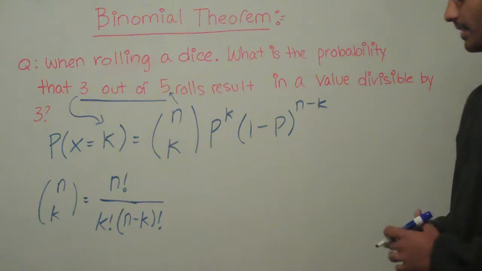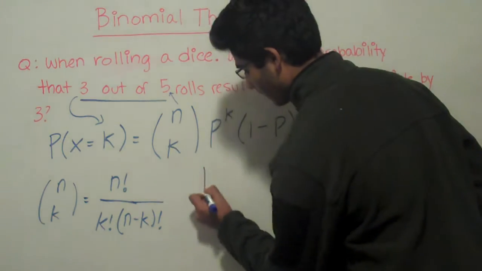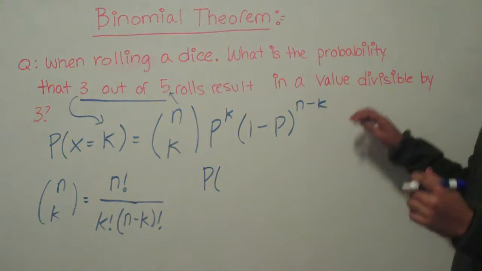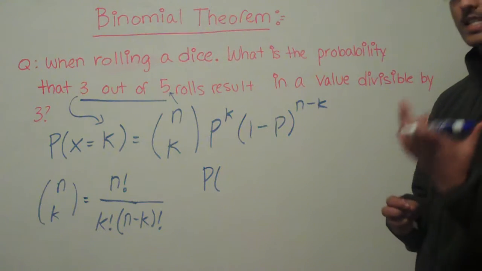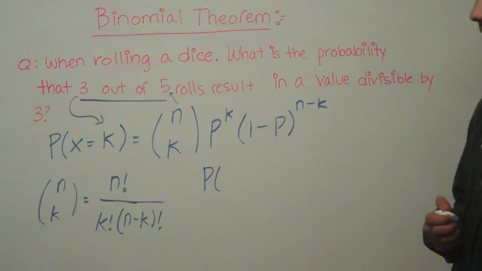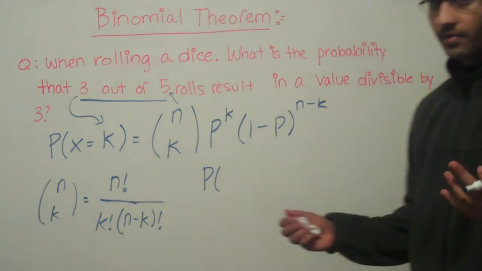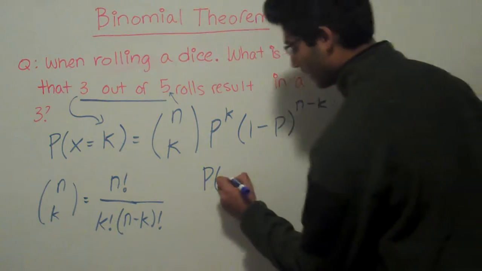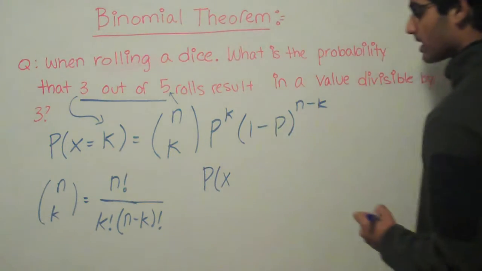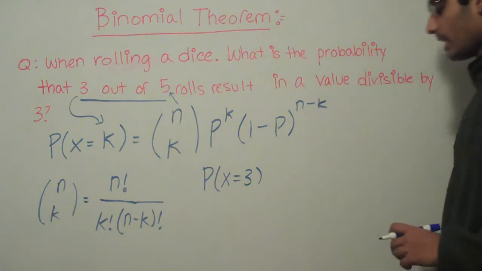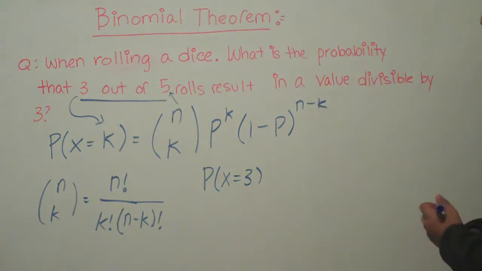So let's start with the left-hand side. We want to find the probability that 3 out of 5 rolls results in a value divisible by 3. So our success is when the value is divisible by 3. We want to find the probability of 3 successes happening, so we have the probability that x, the number of successes, is equal to 3.